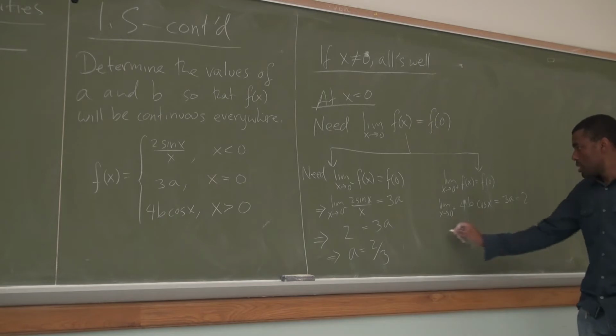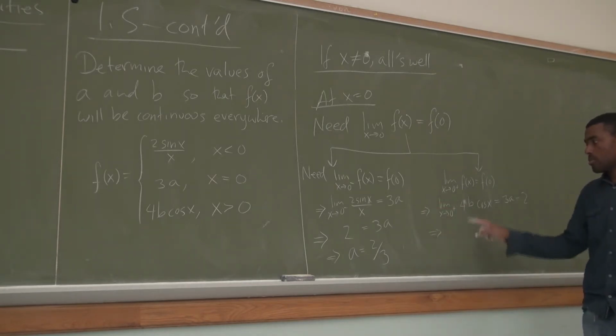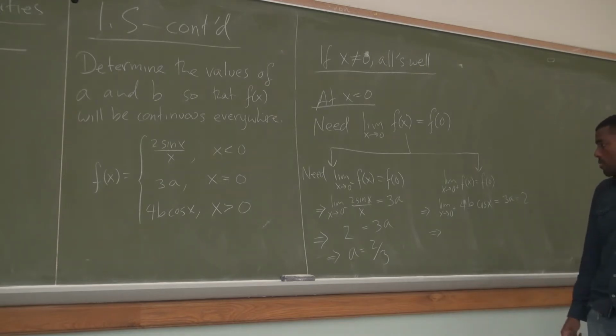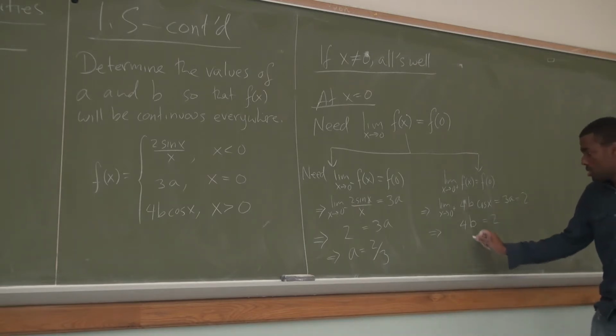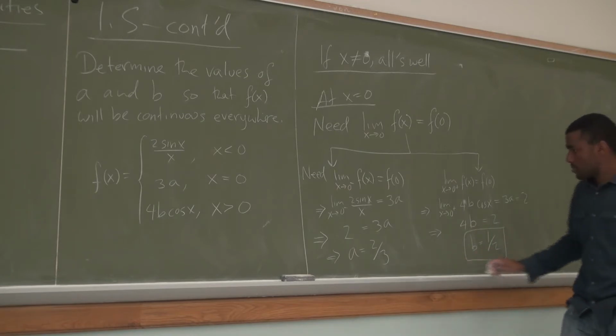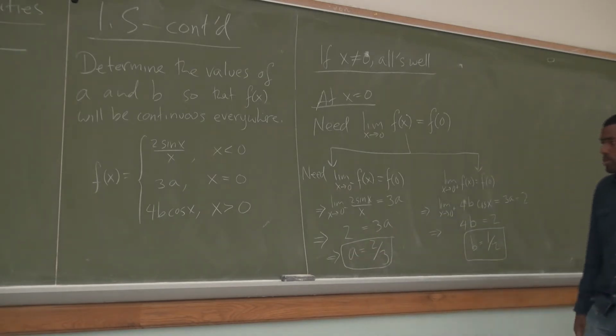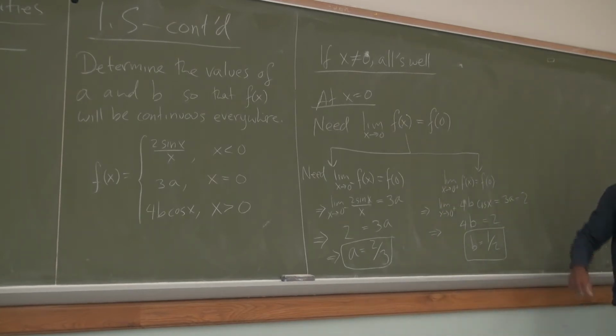And so this guy is actually equal to what? Just 4b, because as x approaches 0, cosine gives you 1. And that is equal to 2. So this means b must be a half. So if your a is 2/3 and your b is a half, this function will actually be continuous. There's going to be a point missing, but we filled it in by choosing this particular set of a and b.